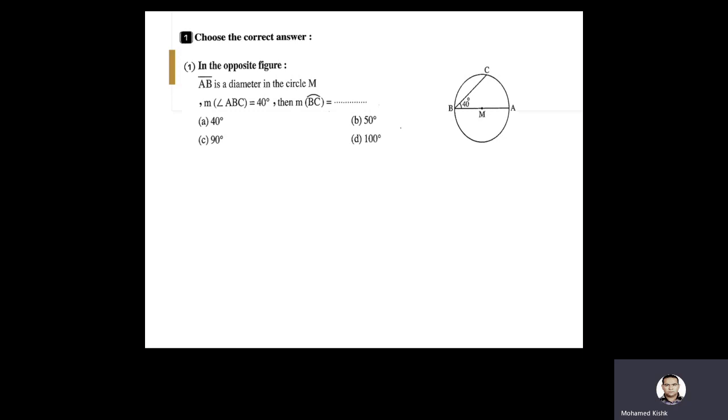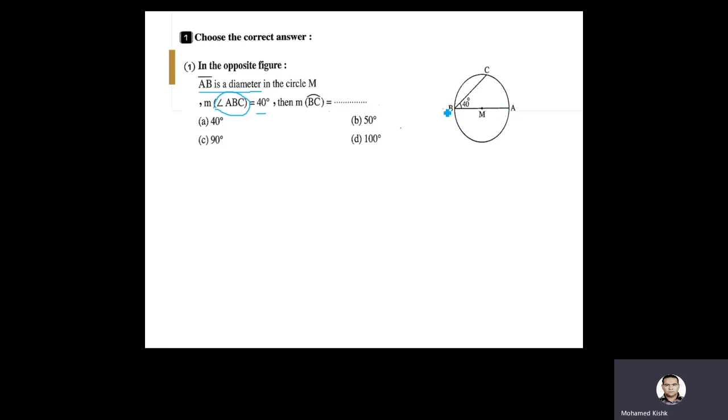Okay, in this opposite figure, we have AB is diameter and measure of angle ABC is equal to 40 degrees. Find the measure of arc BC. Okay, let's start with this sentence, which is AB is diameter.